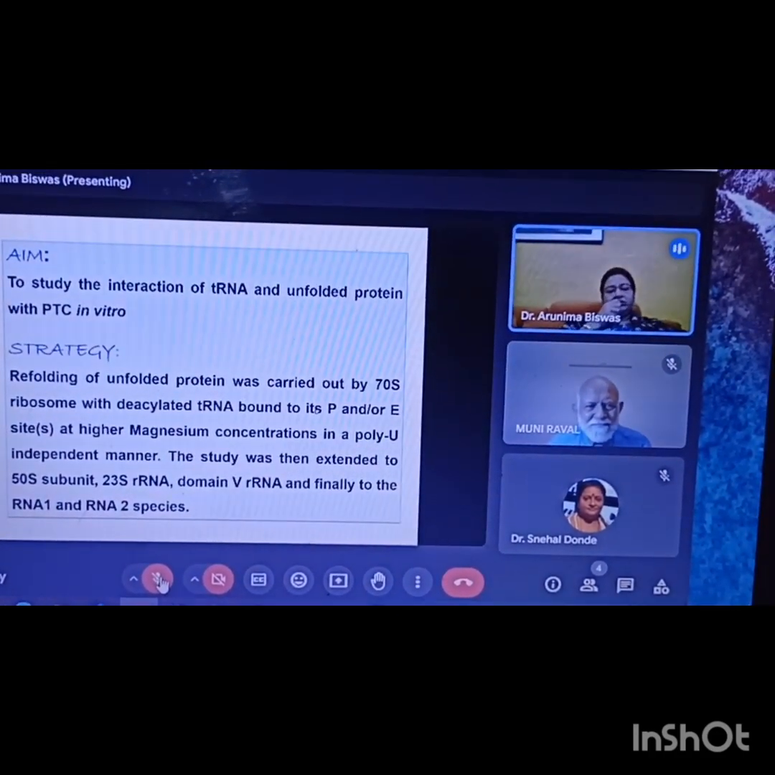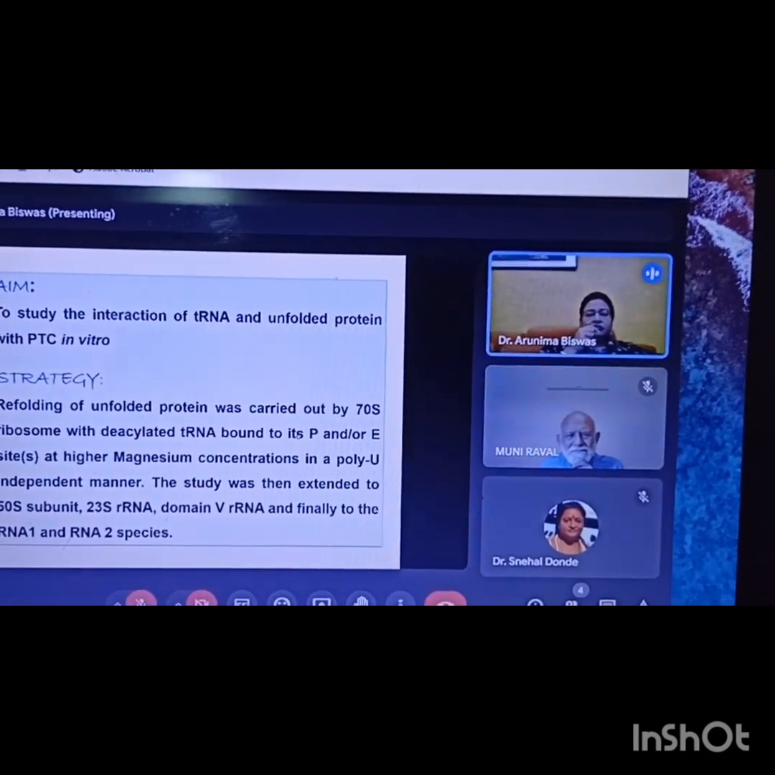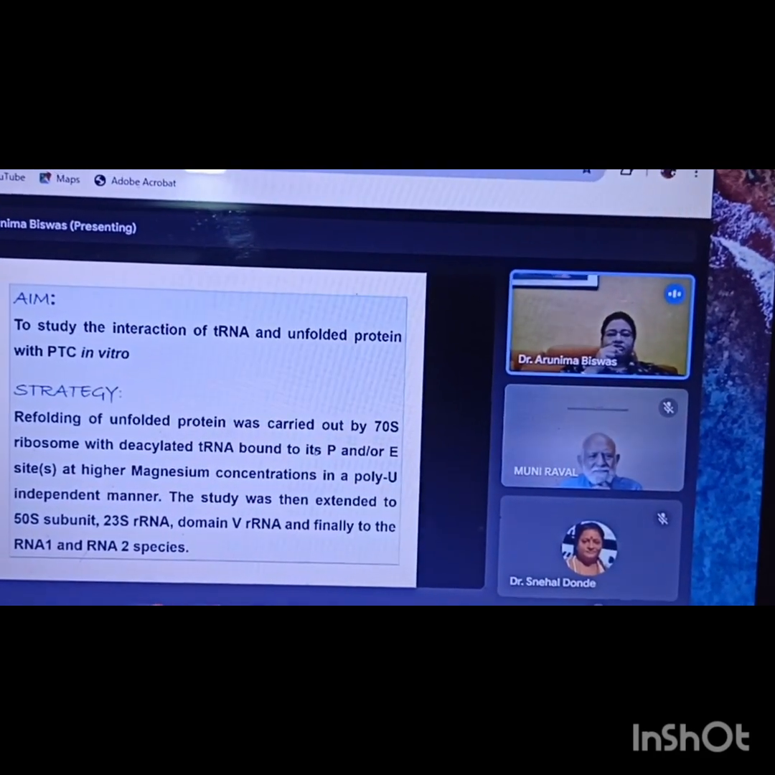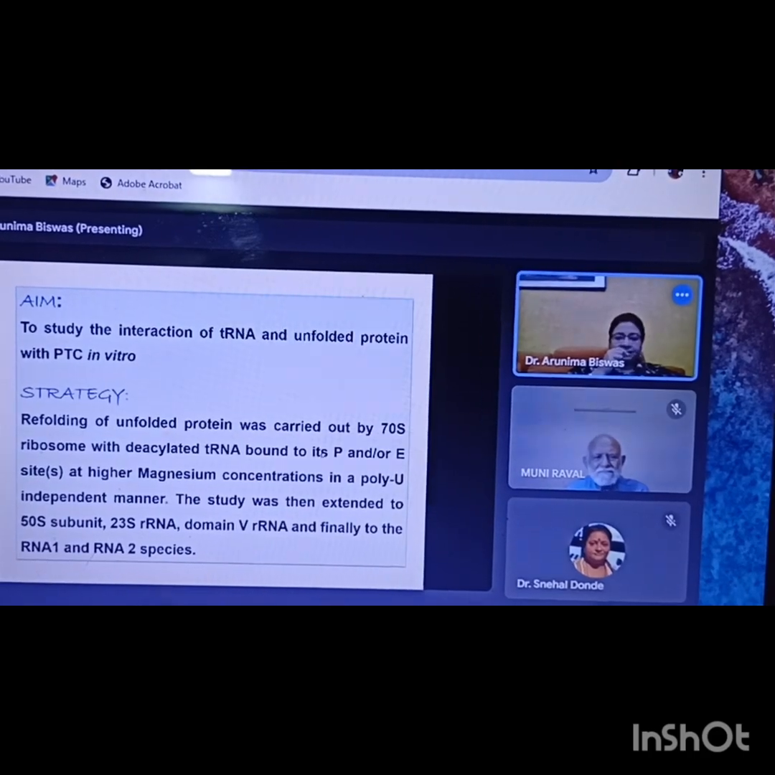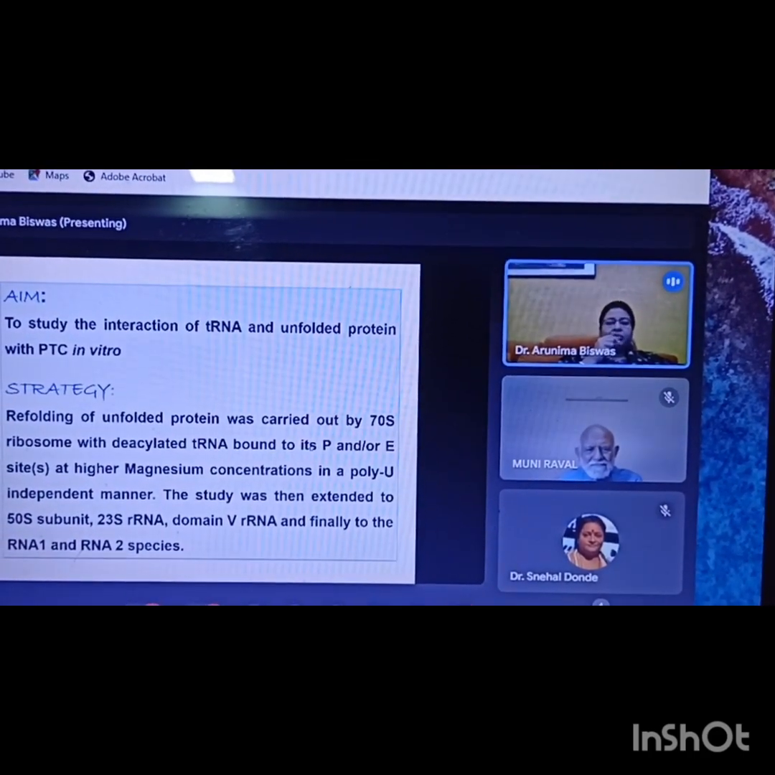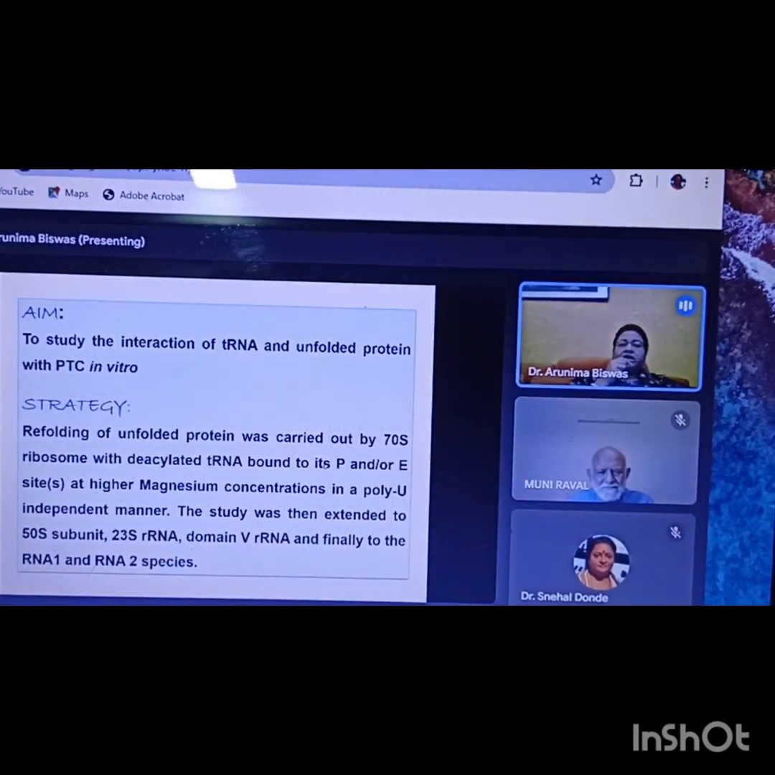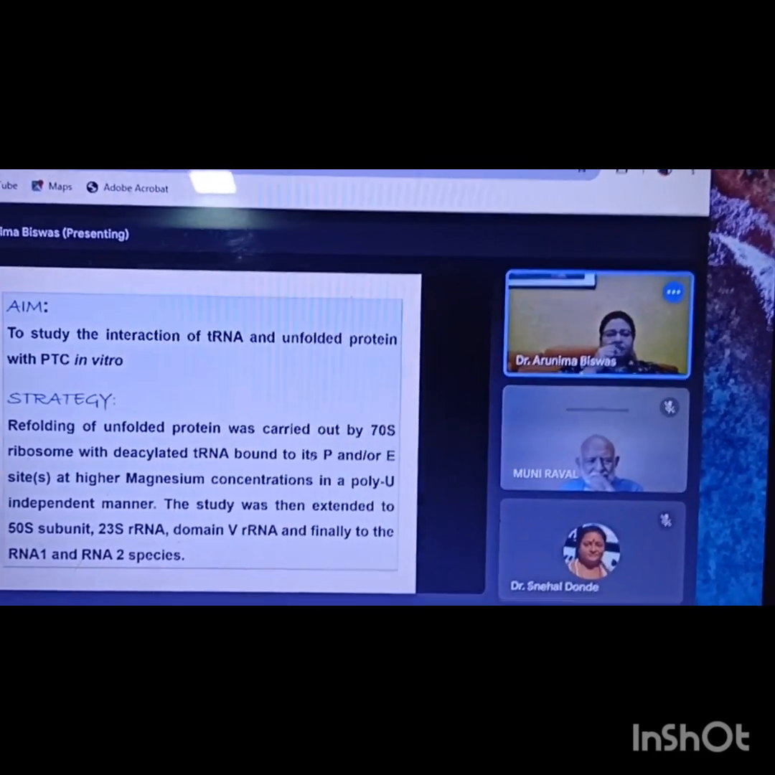Now, this is one part of my thesis work, as I said. This was to study the interaction of tRNA and unfolded protein with the PTC. I wanted to find out why tRNA is still bound to the PTC, and whether the ribosome can fold an unfolded protein. So how did we do that?